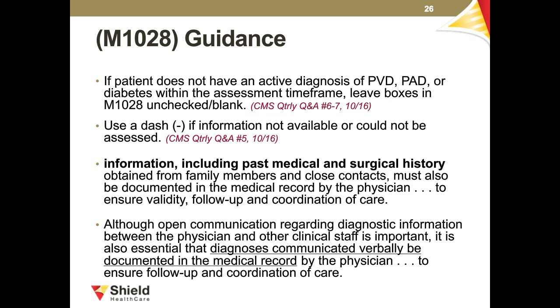If a patient does not have an active diagnosis of one of these conditions, then the boxes are left unchecked. Now, in the guidance manual, there is a specific list of all the codes for the conditions that are acceptable to list for peripheral vascular disease and peripheral arterial disease. There is also a listing of all the 6 categories of diabetes. And really one of the categories is just unspecified, which is a default to type 2.